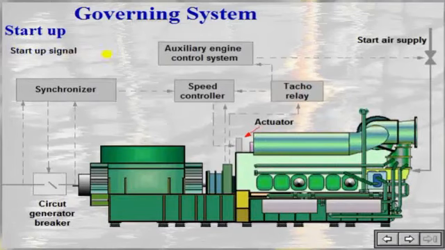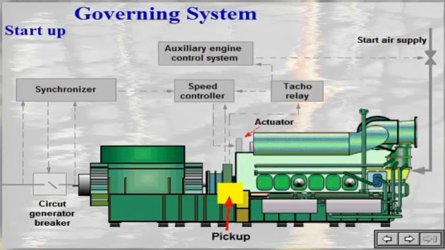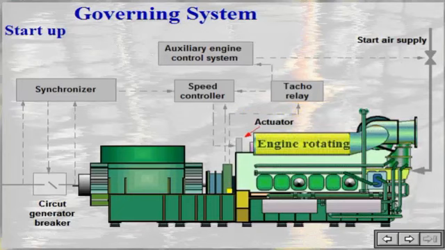Upon a start signal from the ship's auxiliary engine control system, starting air is led to the engine. The tacho relay receives a signal from a magnetic pickup on the flywheel cover, which indicates the engine's speed. When the speed exceeds 300 rpm, the tacho relay sends a signal to the speed controller, indicating that the engine is running and the starting air is shut off.